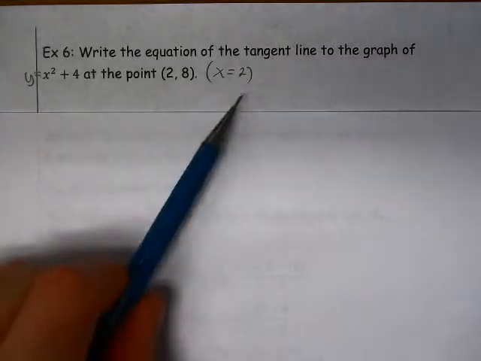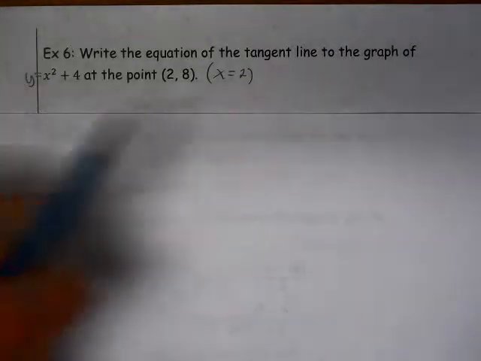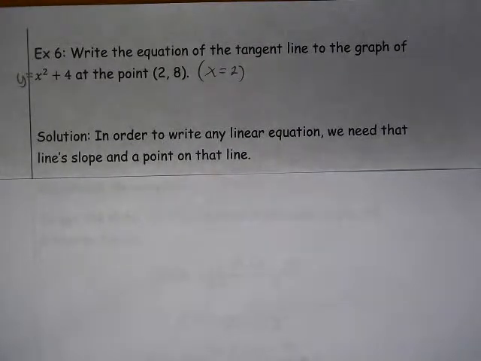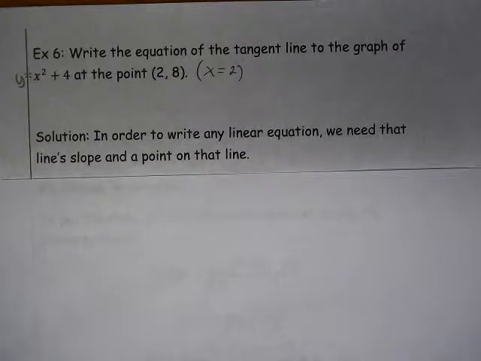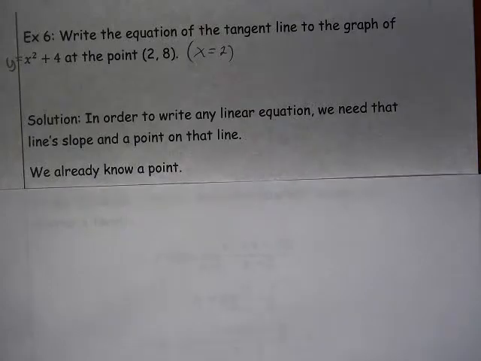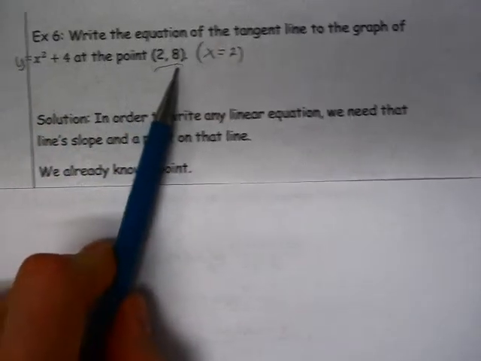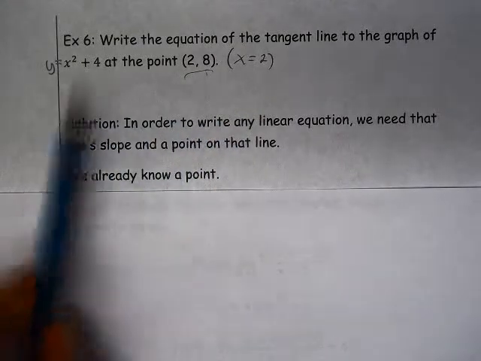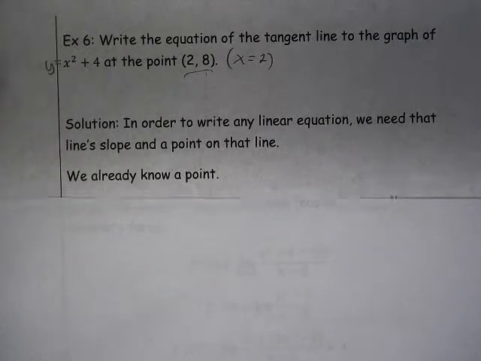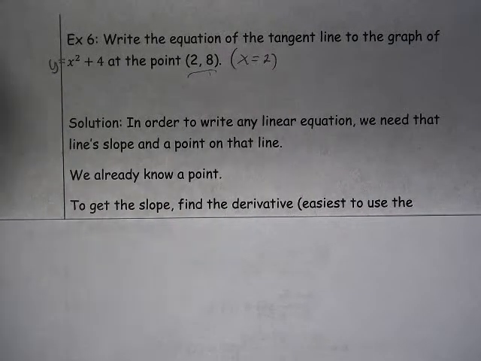In that case, we could easily find the y value just by plugging the x value in here, of course. Right? So in this case, they gave us the point (2, 8). So in order to write any linear equation, we need the slope of the line and a point on that line. All right. So we already know the point (2, 8). Again, if they didn't tell us the y value, we could just take the x value that we were given and substitute it into the function and get the y value. So we need the slope, and anytime we think slope in calculus, we should think derivative.